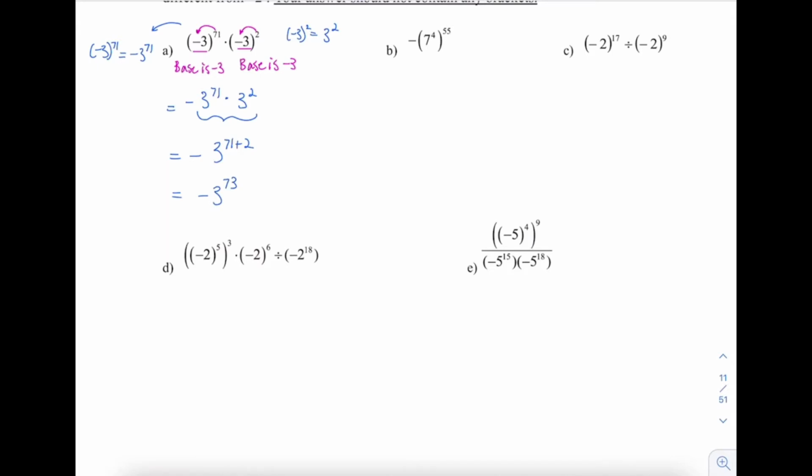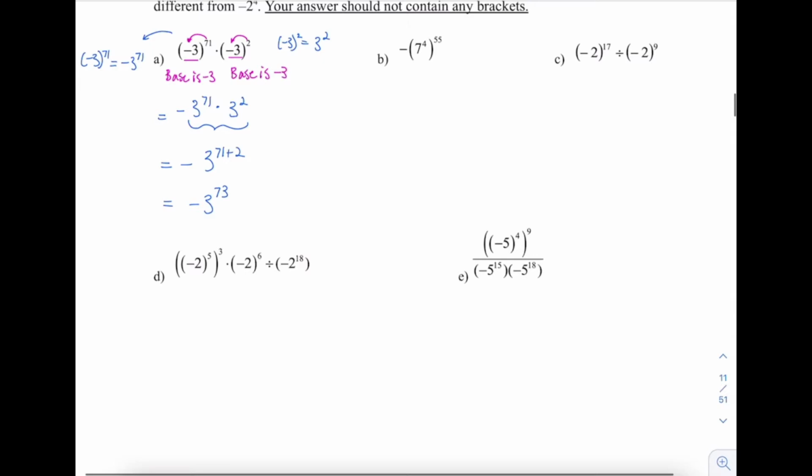All right, let's look at the next one. In the next one, I can see that my negative value is on the outside, and my base here is 7. So what I can do is leave the negative on the outside, and I'm going to use another exponent law to help me here. So I need 4 to the power of 55, which I believe is 220. That's right. I know my overall quantity is going to be negative.